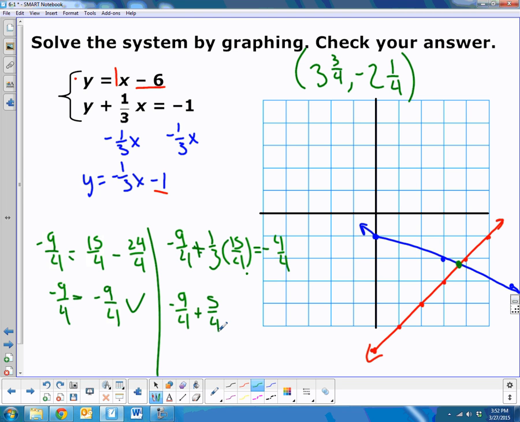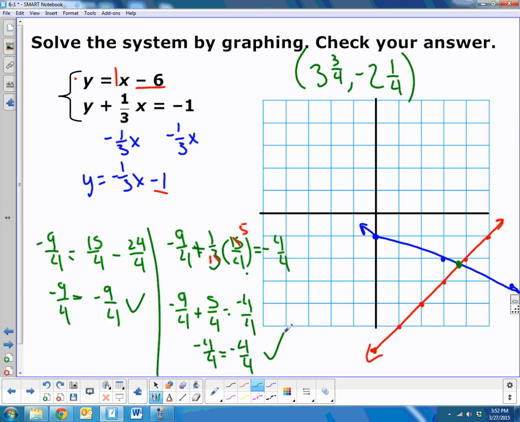If I multiply, remember that you can do some cross simplifying if you need to. 5 and 1 from that. So you'd end up with 5/4, or you can multiply and reduce, but you'll end up with 5/4 equals negative 4/4. Negative 9 plus 5 does in fact equal negative 4. And so it works out that negative 1 equals negative 1, and it does work with those two solutions.